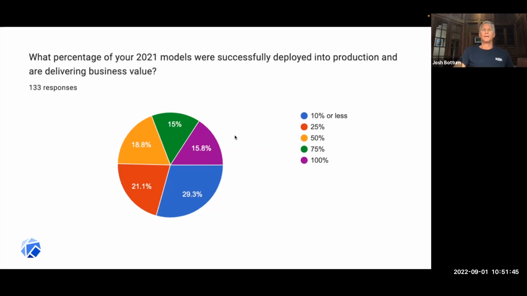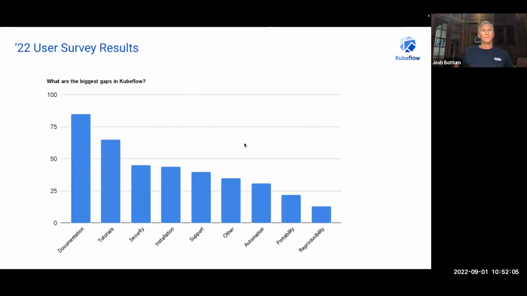That's a good sign. We still have this 30% down here that are getting 10% or less of their models in production. Now, I've spoken to some people who don't use Kubeflow to put models into production. So I don't know whether that's a gap in Kubeflow or whether that is just the way that they use Kubeflow, but we need to dive into that a bit more, and we'll be interested in hearing from users about that.